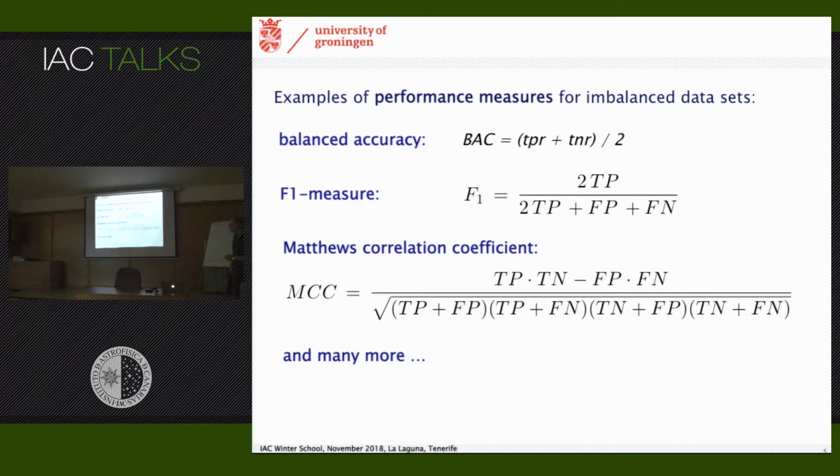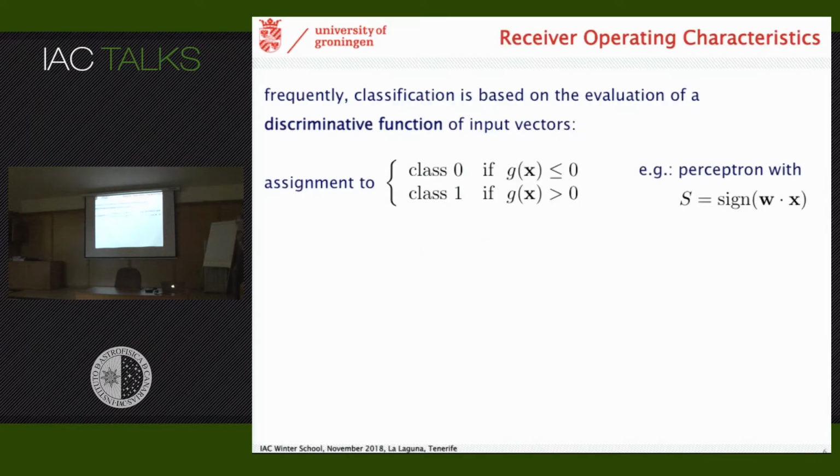And then people have come up with performance measures which are based on these rates, the balanced accuracy, the F1 measure, the Matthews correlation coefficient, all in an attempt to boil down the performance of your classifier to one number that gives you some insight into its performance. My advice is don't even try to remember all these definitions. Look them up once you need them.